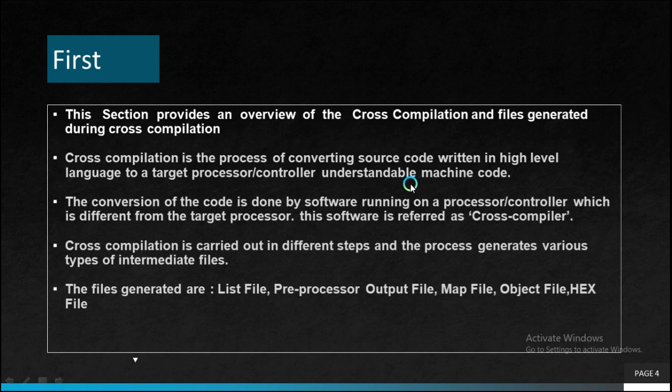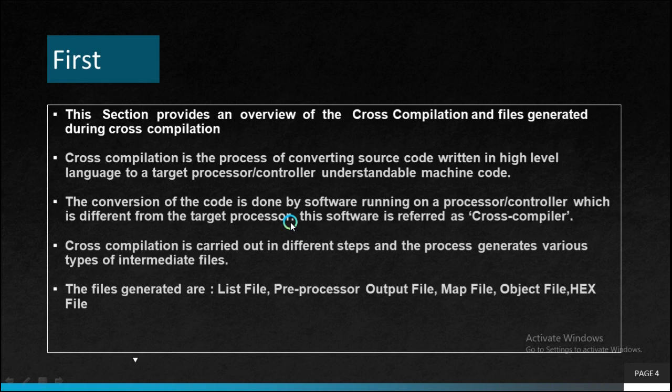Cross-compilation means this compilation process, the conversion of source code to machine code, will be done by software that is running on another processor or controller which is different from the target processor. I know it's a bit confusing. I will explain it with an example.